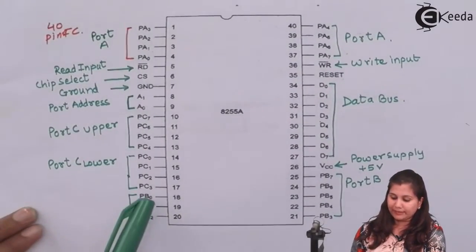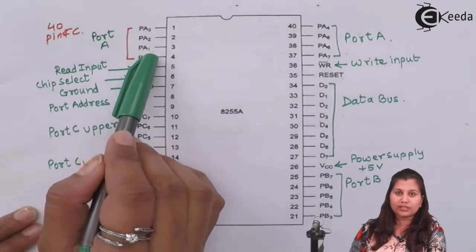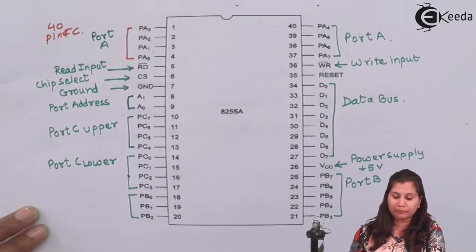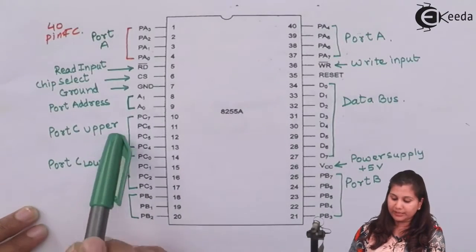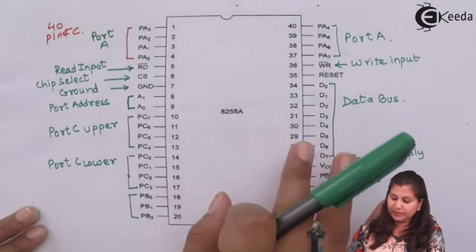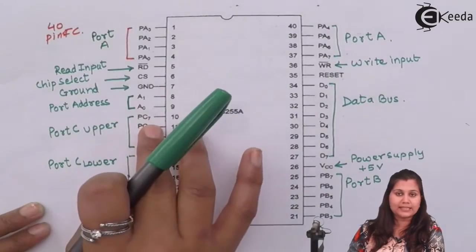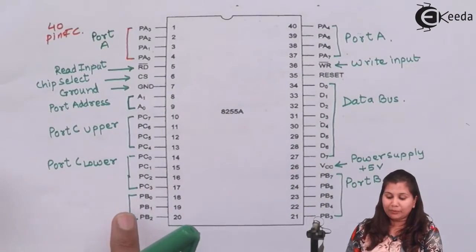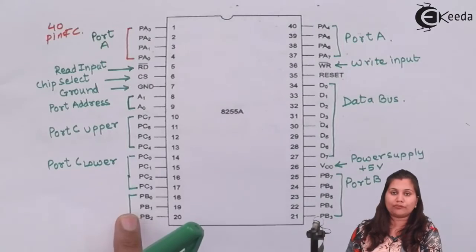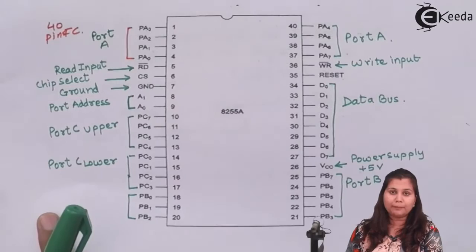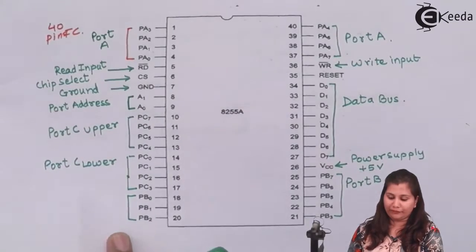So in this pin diagram, we have port A, which is an 8-bit port, and port B and port C, which are also 8-bit ports, and port C is divided into two 4-bit ports: port C upper and port C lower. And the other pins present in this pin diagram, we have discussed. So we have completed the pin description of the 8255. Now let's come to the block diagram of 8255.